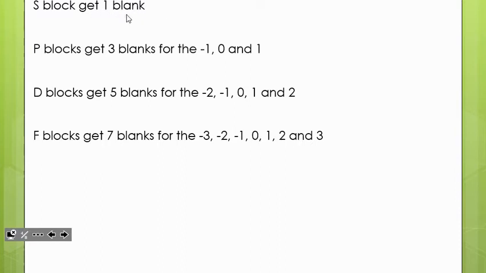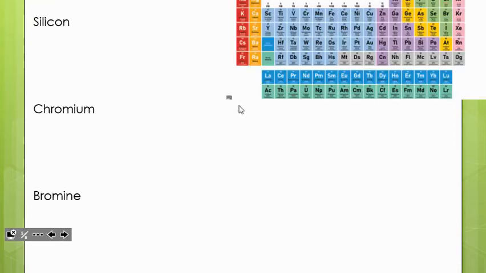So anything in the s block is going to get one blank. That's for the 0 m number on your quantum numbers periodic table. The p block will get 3 blanks, one for the -1, one for the 0, one for the 1. The d block gets 5 blanks. And the f block will get 7 blanks, whether you use them or not. You may not have enough electrons to fill them all up, but they still all have to be there.